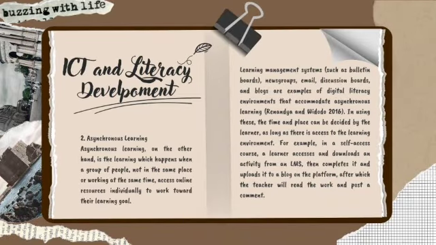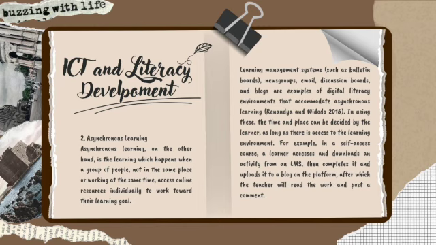The second is asynchronous learning. Asynchronous learning, on the other hand, is the learning which happens when a group of people not in the same place or working at the same time access online resources individually to work toward their learning goal. According to Renandya and Widodo 2016, learning management systems such as bulletin boards, newsgroups, email, discussion boards, and blogs are examples of digital literacy environments that accommodate asynchronous learning.